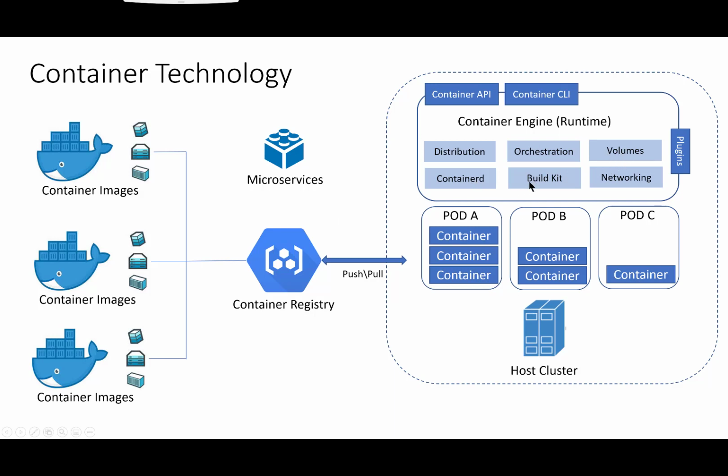Your container, your build kits, and your networking are all delivered and managed through the container engine, which could be Docker, or something else, depending on what kind of container engine we will be using. I'll be showing you in the next slide. You also have the container API, so that different APIs can consume the application that you're creating in your containers or the host cluster. You also have the container CLI, and then you have the plugins. Now, this is interesting, the third-party plugins.